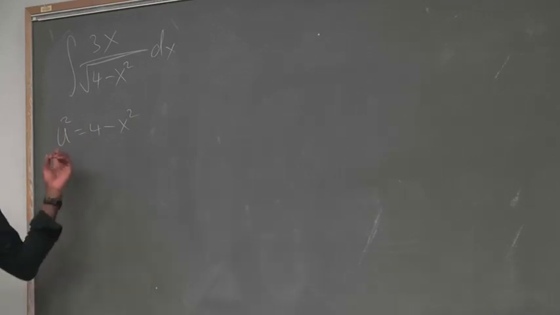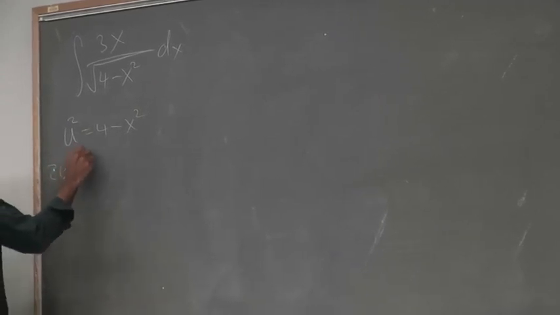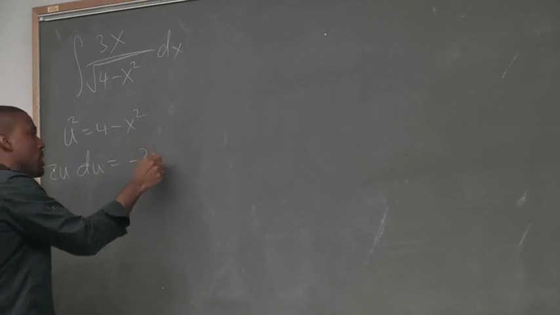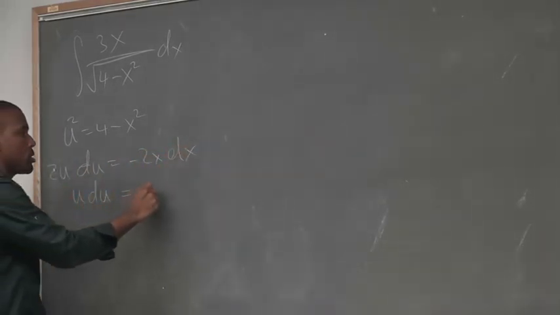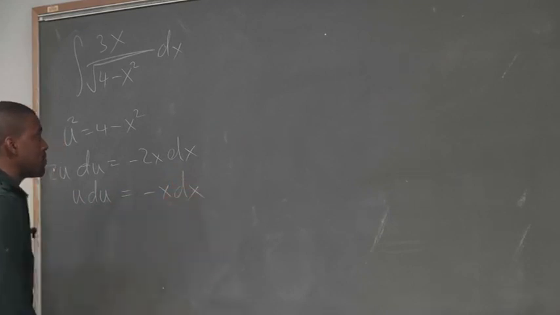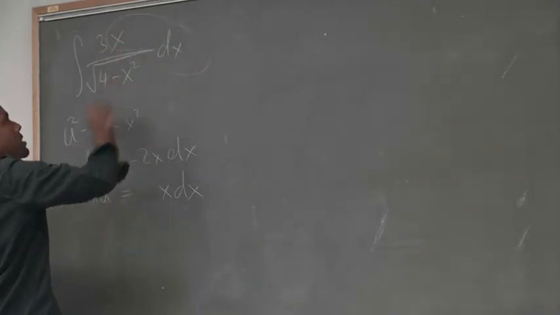Did you guys ever do that? It actually makes your life a lot easier to do a u squared substitution sometimes. So now what you can do is you have 2u du is equal to minus 2x dx. So you just have u du equals minus x dx, or minus du equals x dx. And what you realize here is you have that x dx.